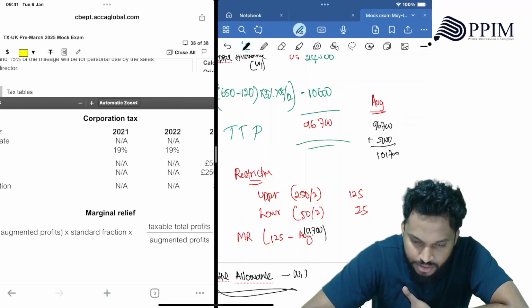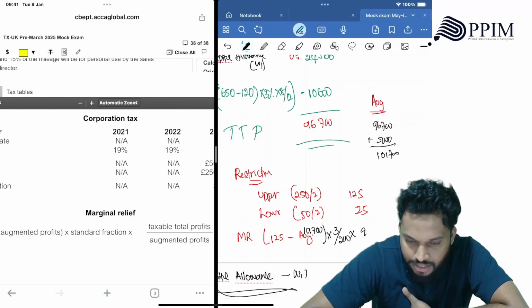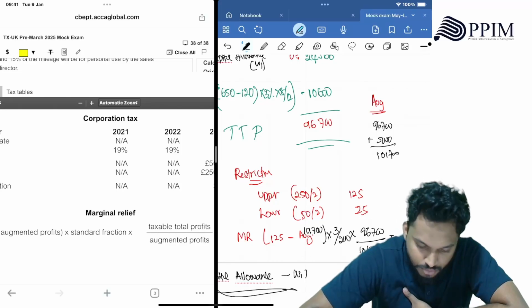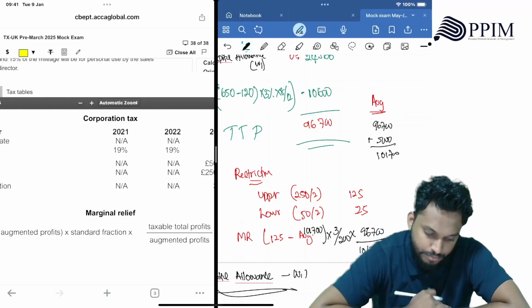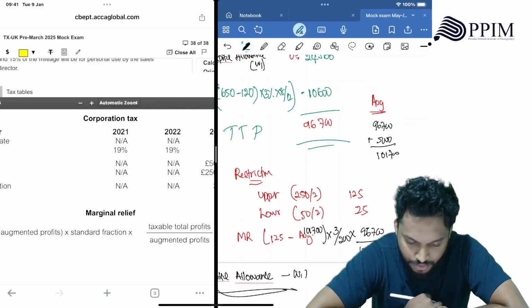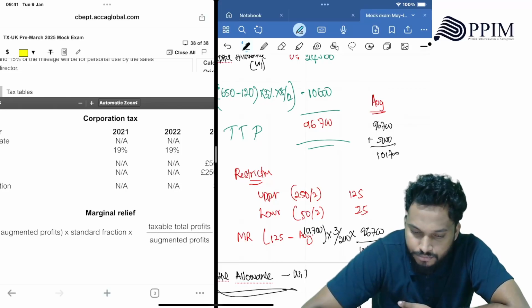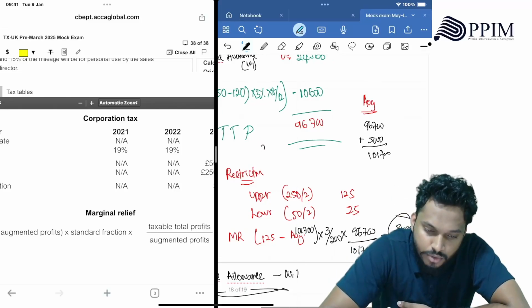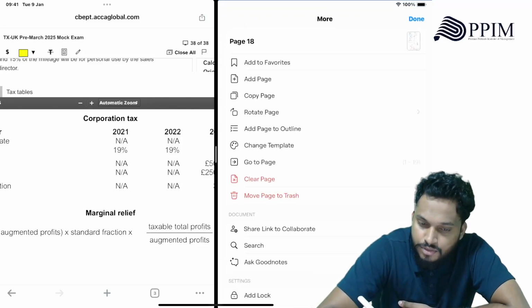Then the standard fraction is 3 over 200 into 96,700 divided by the augmented profit, 101,700. That is 348. So what you can do is calculate the 25% from the total taxable profit.